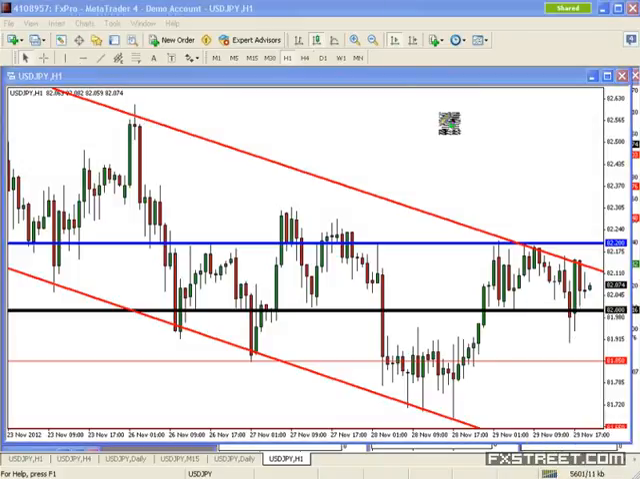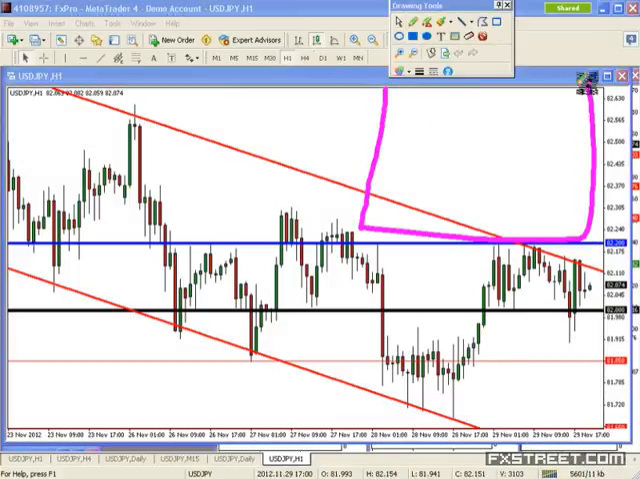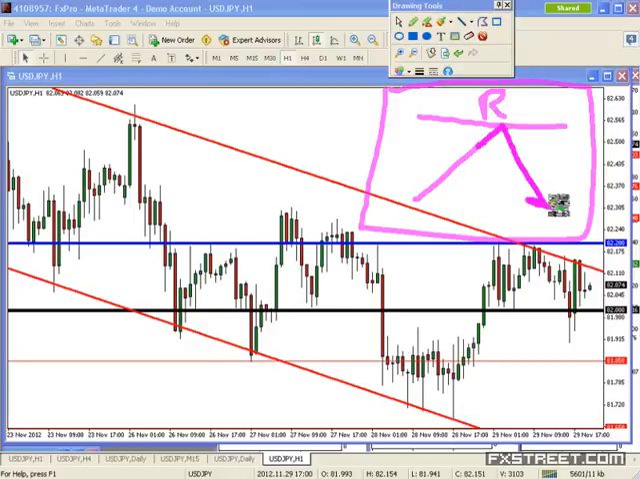Activate the drawing tool again. Let's just do a little inset box here. Let's say you've got a notable area of resistance there, and you've got price rising at some point in the future, and the dollar yen price hits resistance, stalls there and turns. Very often, the other yen crosses, like the Aussie yen, the CAD yen, the Euro yen, pound yen, do the same thing or some variation of the same thing.